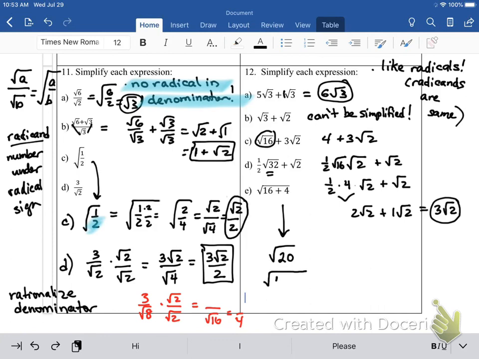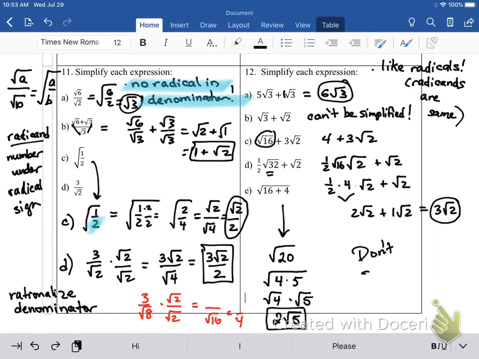Okay, so highest perfect square factor of 20 is 4. 4 times 5. We can break them apart. I'm just slowing it down. I usually skip that first step. Square root of 4 is 2. 2 radical 5 or 2 square root of 5 is my answer. Okay, but do not split the plus.